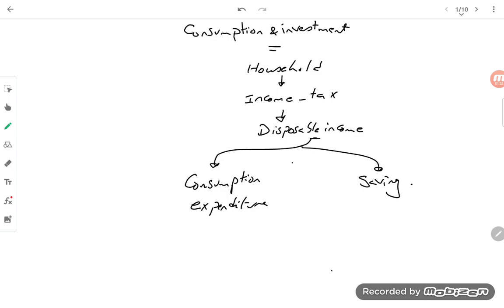So households would like to keep money, not spending it, which is savings, or spend their money on final goods and services, which is known as consumption expenditure. So disposable income can be calculated as the summation of consumption expenditure and savings.